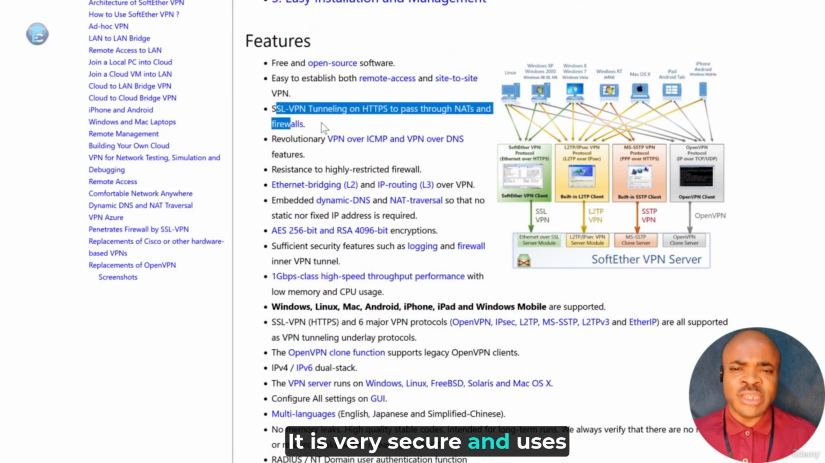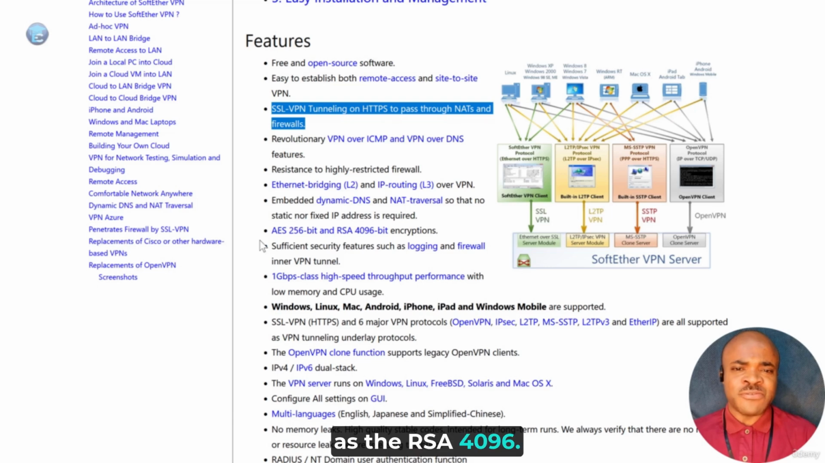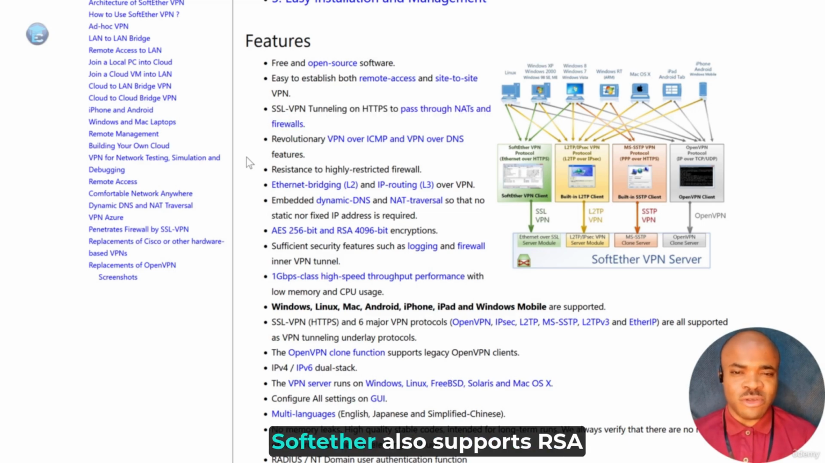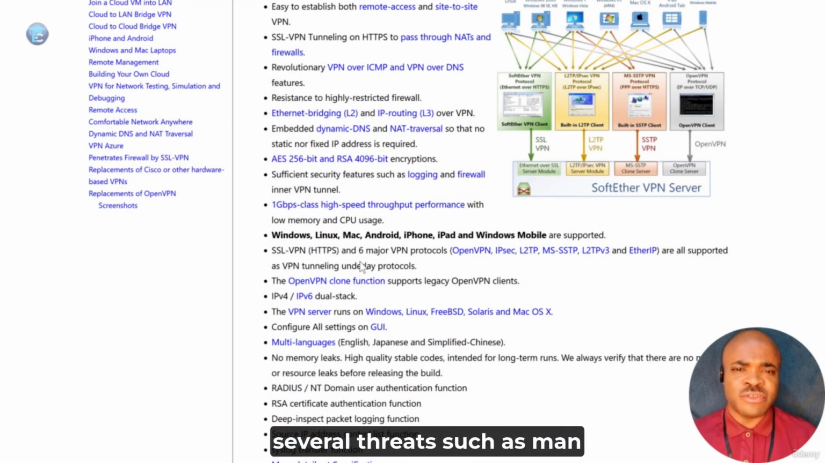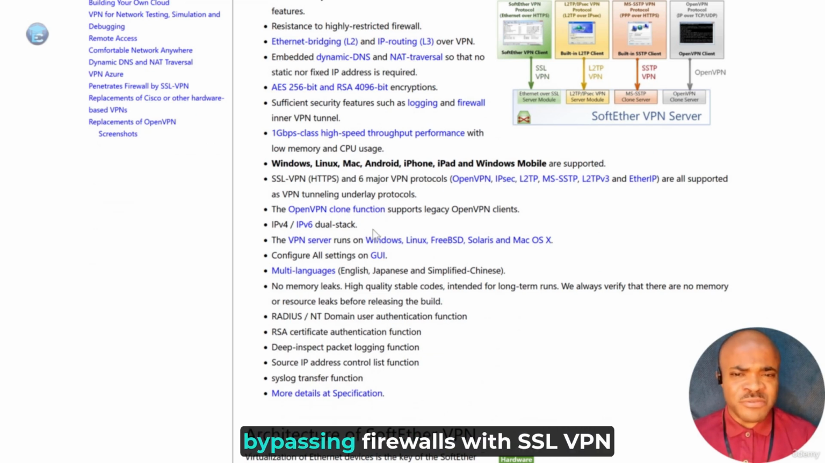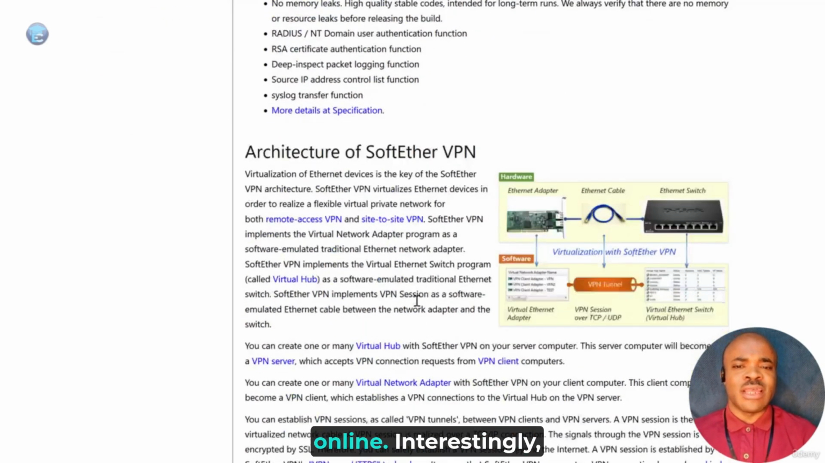It is very secure and uses military-grade AES-256 encryption as well as the RSA 4096. These encryption keys are some of the best in use and are considered uncrackable. SoftEther also supports RSA certificate authentication and IPv4 and IPv6 dual stacking. Its security features prevent several threats, such as man-in-the-middle attacks. The protocol is capable of bypassing firewalls with SSL VPN tunneling through HTTPS to ensure you remain anonymous online.